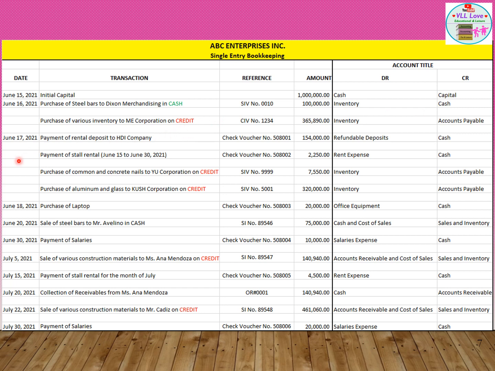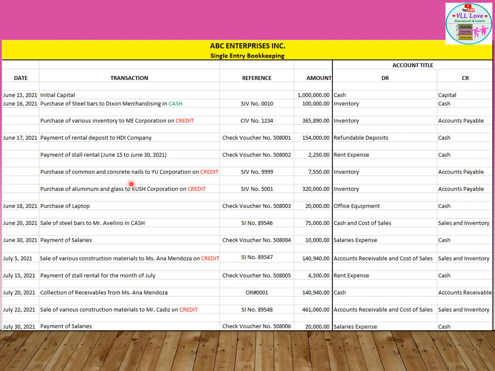On June 17, payment of rental deposit to HDI Company in the amount of 154,000, and the account titles are refundable deposits and cash. On the same day, ABC Enterprises paid store rental for the month of June in the amount of 2,250. So since this is an expense account, the account is rent expense and then cash.